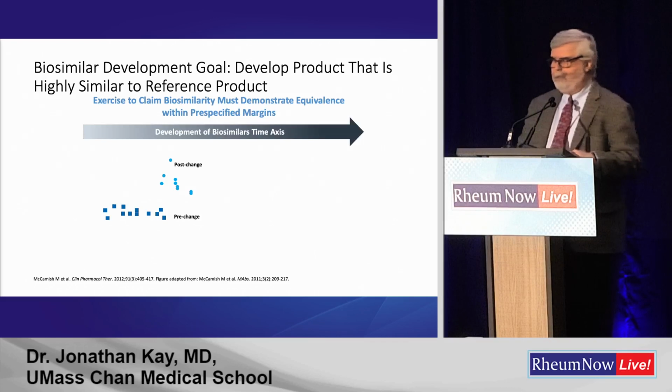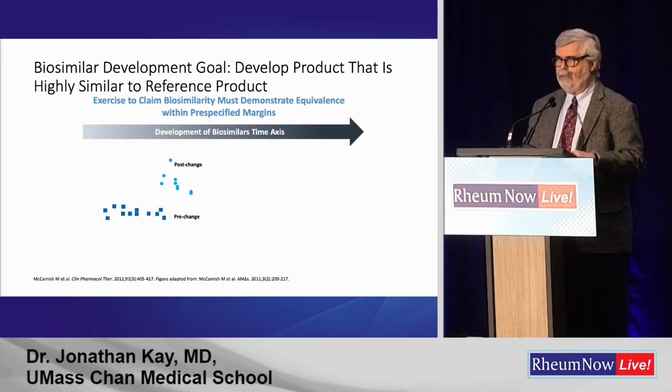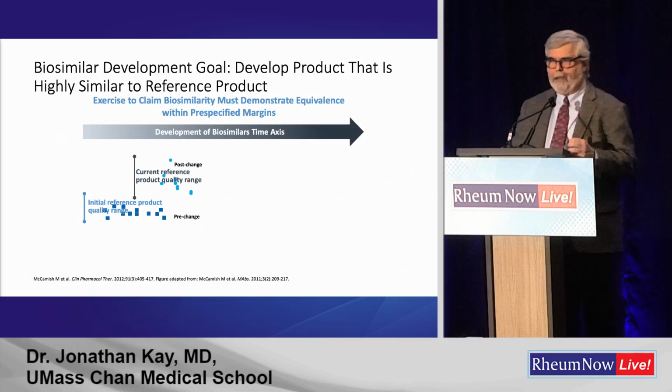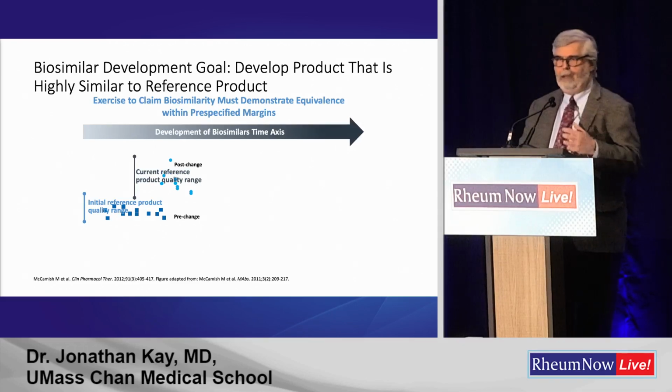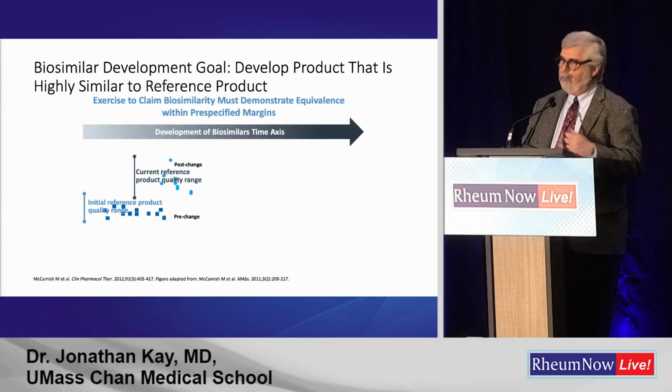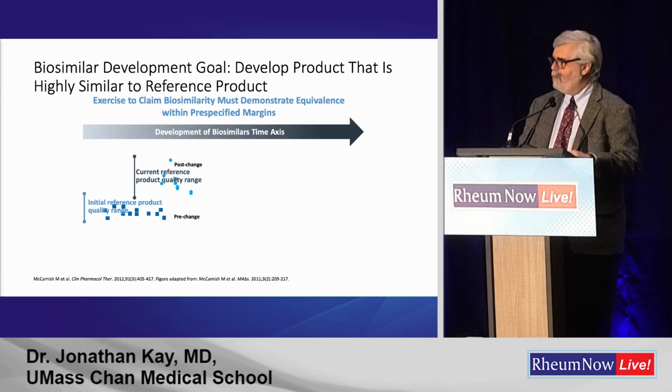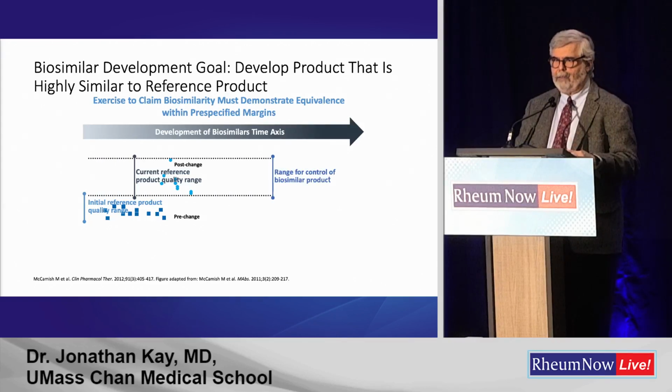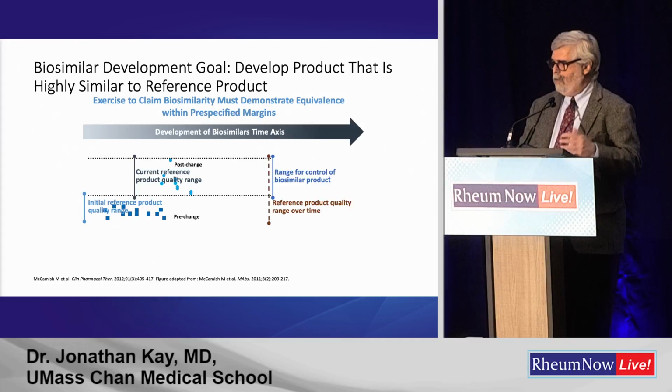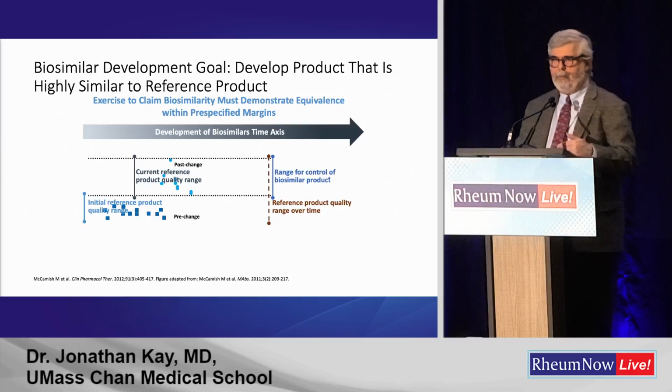The goal of biosimilar development is to develop a product that's highly similar to the reference product. So here we see the pre-change range, and here we see the post-change range. The biosimilar manufacturer purchases commercially available lots of the reference product and reverse engineers it to come up with the biosimilar. Because the currently available lots of reference product are within the current reference product quality range, the range for control of the biosimilar product is this, and over the lifespan of the reference product, the quality range is at least the same, if not larger.